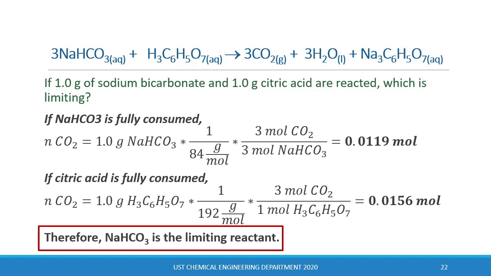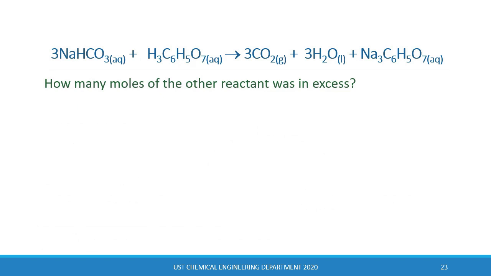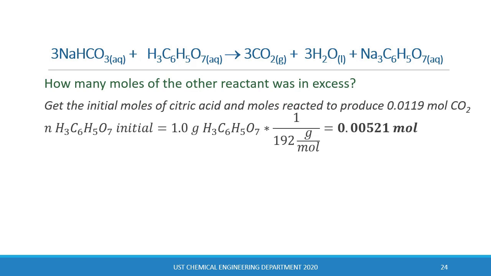Comparing the two values, we see that fewer moles of CO2 are produced from sodium bicarbonate, and therefore that is the limiting reactant. For the second question, how many moles of the other reactant was in excess? First, calculate the moles of citric acid that is initially present by dividing the mass of 1 gram by the molecular weight. This gives us 0.00521 moles.